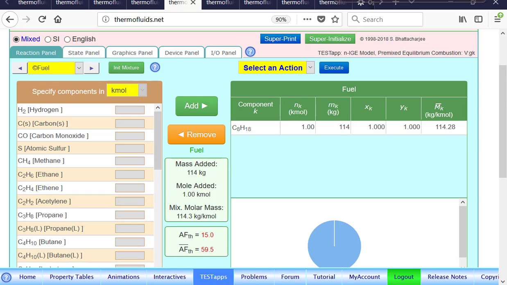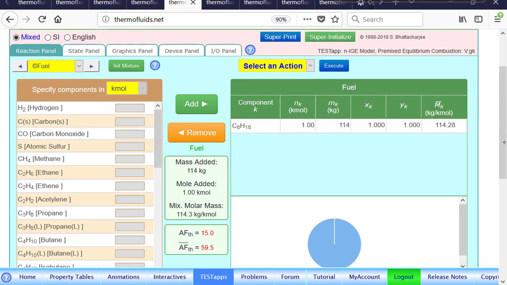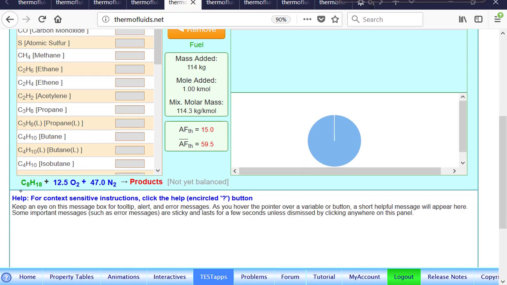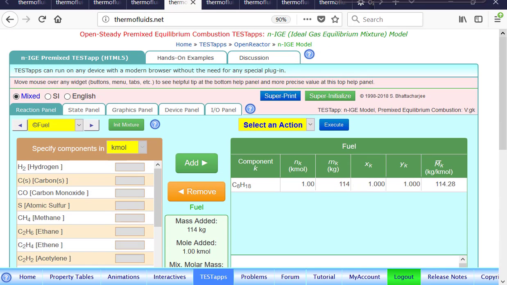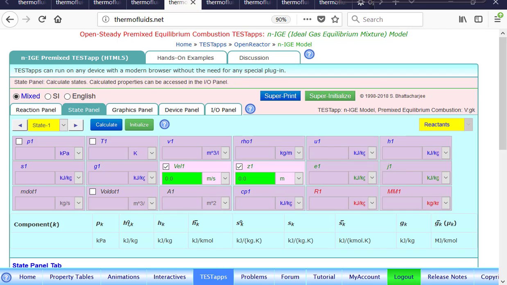So if you have 1 kg of octane burning, then you can multiply the reaction by 1 over 114, and then let's leave it on mole basis. So let's see, 1 kilomole of octane is flowing. So we are making up a problem where 1 kilomole of octane is flowing with theoretical amount of air into a reaction chamber. Let's say they're going at 100 kPa and 300 Kelvin.